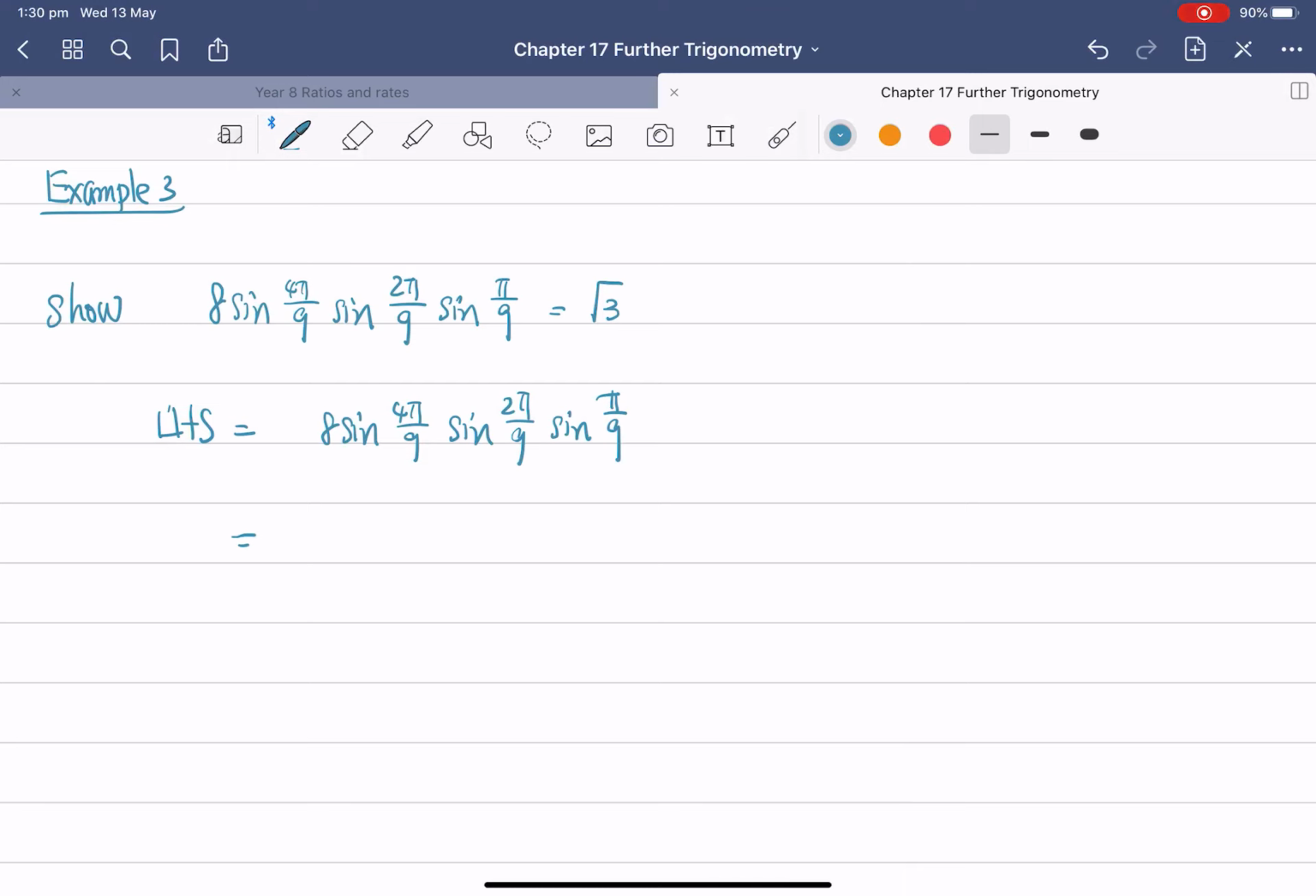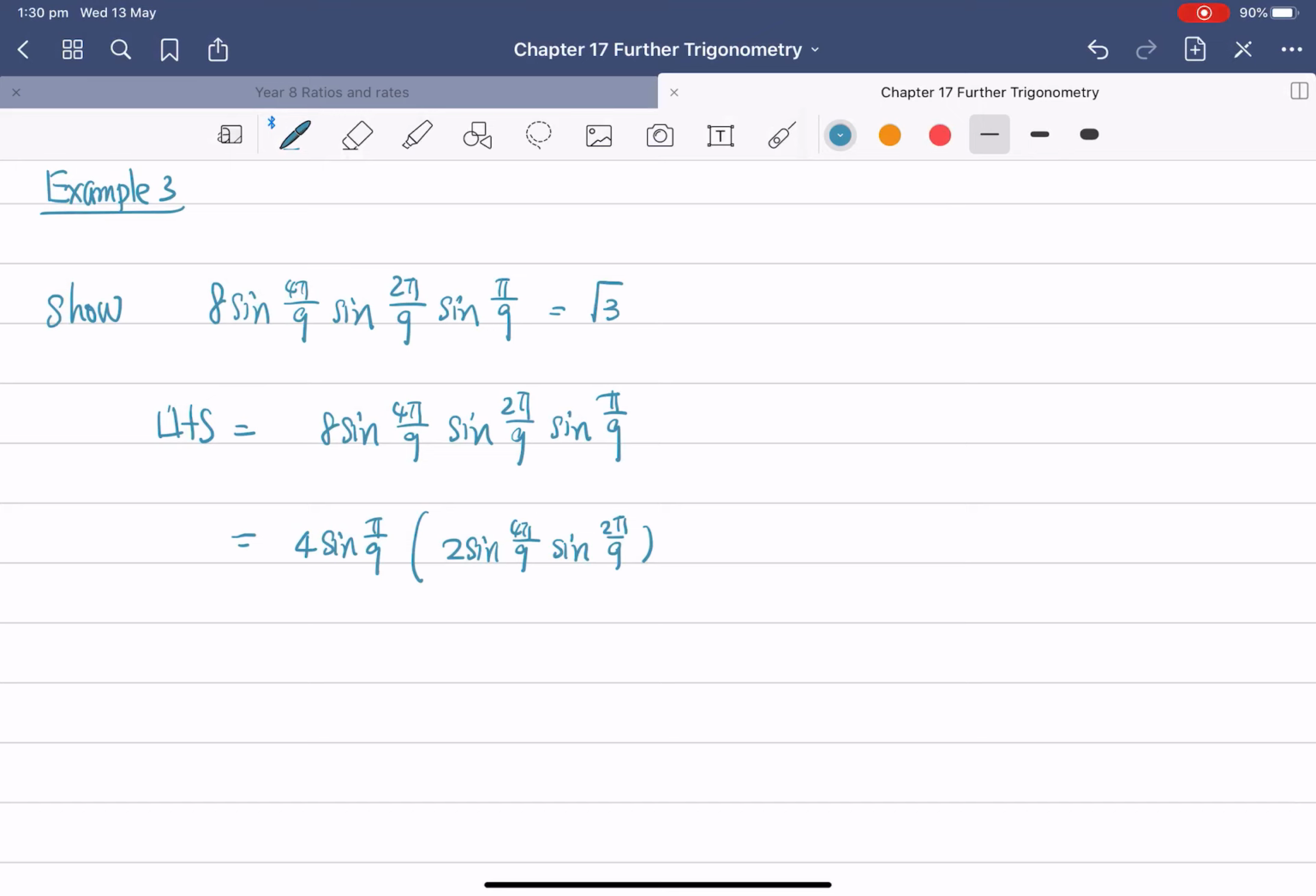Okay, so the way I do it is I'm going to factorize. I'm going to take the 4 sine pi on 9 outside, and you get 2 sine 4 pi on 9 and sine 2 pi on 9. Now, if you ask me what is the reason that you are doing these steps here, basically why are you taking this one out? It's kind of hard to explain.